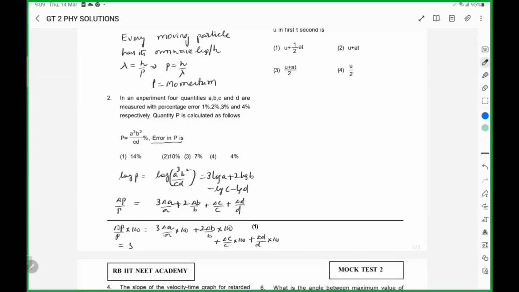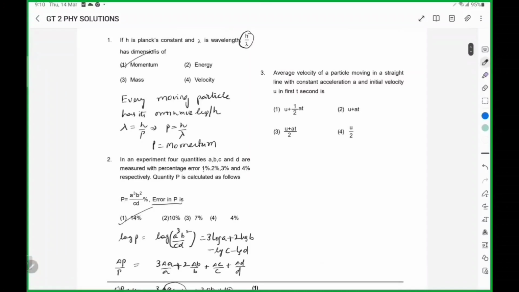So percentage error in measuring A is 1%, percentage in B 2, percentage in C 3, percentage in D 4. 3 plus 4 is 7, 7 plus 4 is 11, plus 3, 14%.